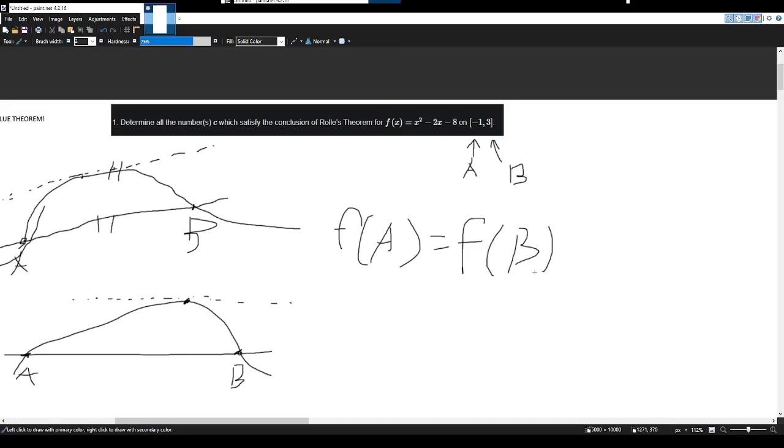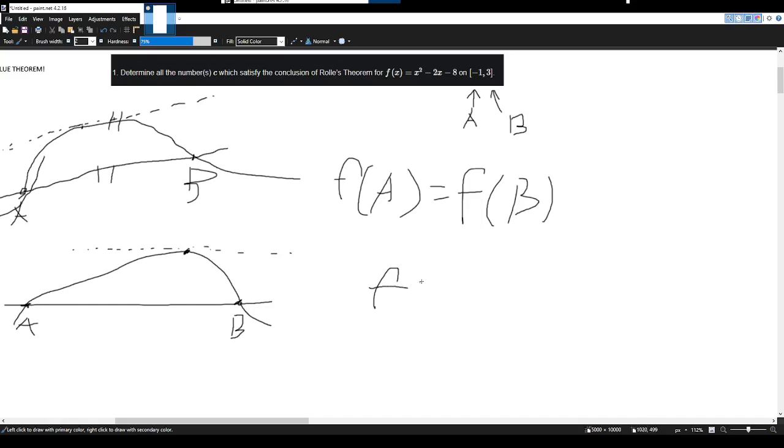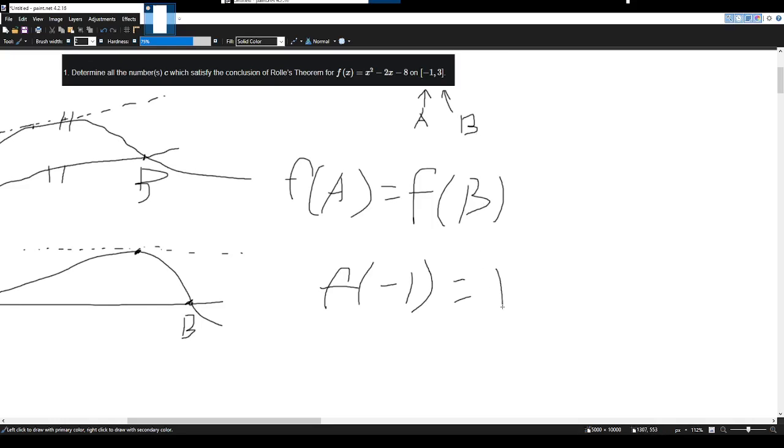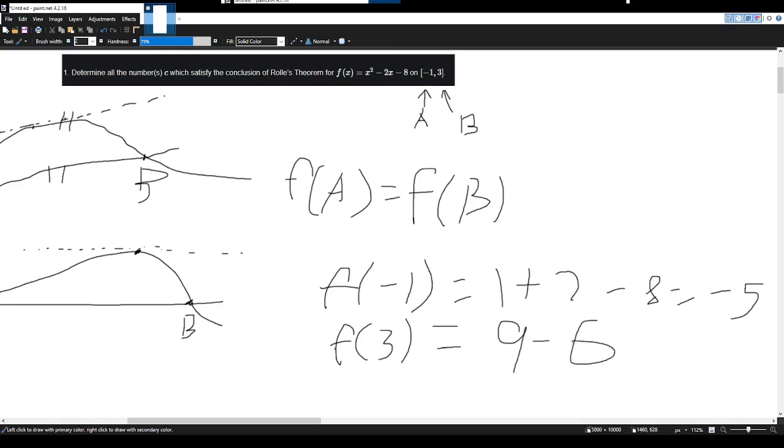So let's verify that. f of -1 is -1 squared, so 1, minus -2 times -1, or -1 times 2, so plus 2, minus 8, equals -5. And then f of 3 equals 9 minus 6 minus 8, which is 3 minus 8, equals -5. Okay, so we have verified that, which is good. So now we know we can use Rolle's theorem.